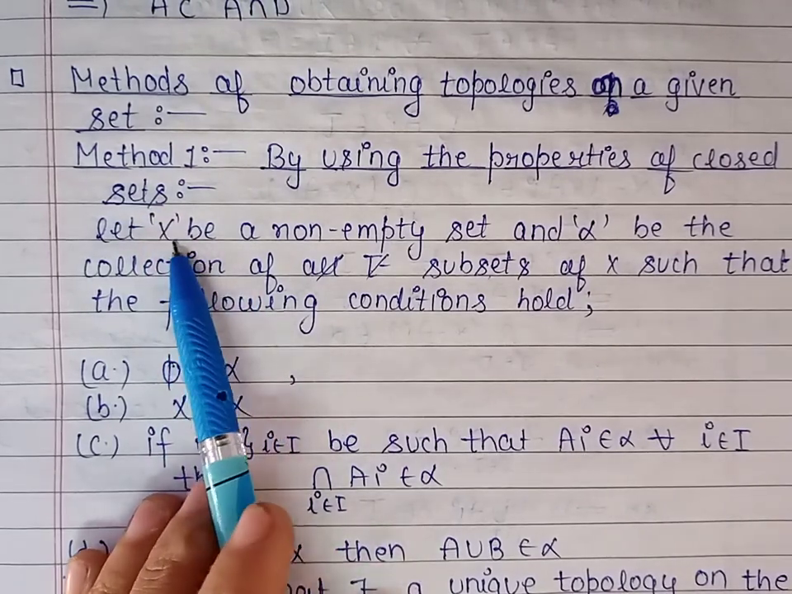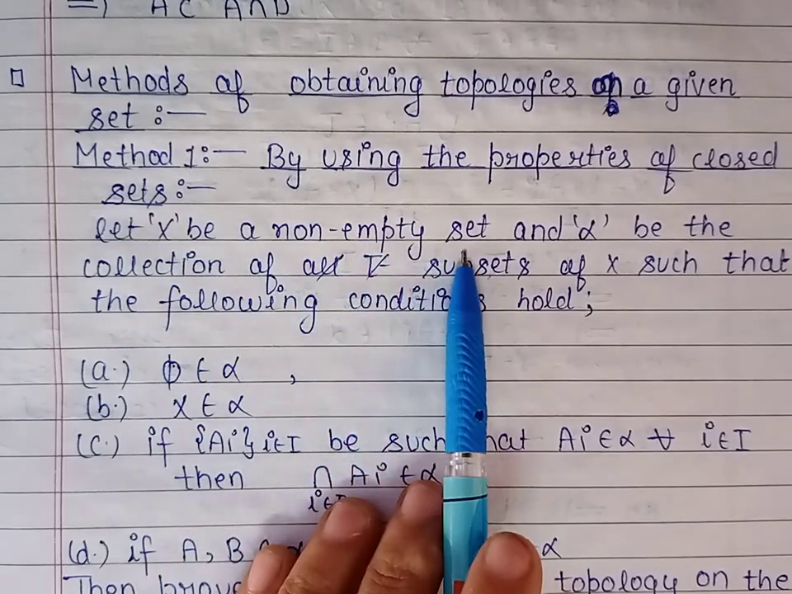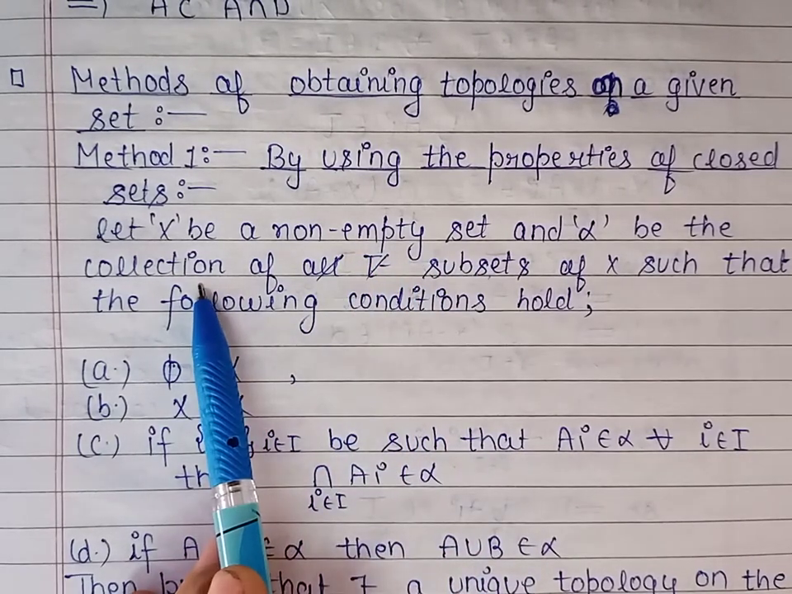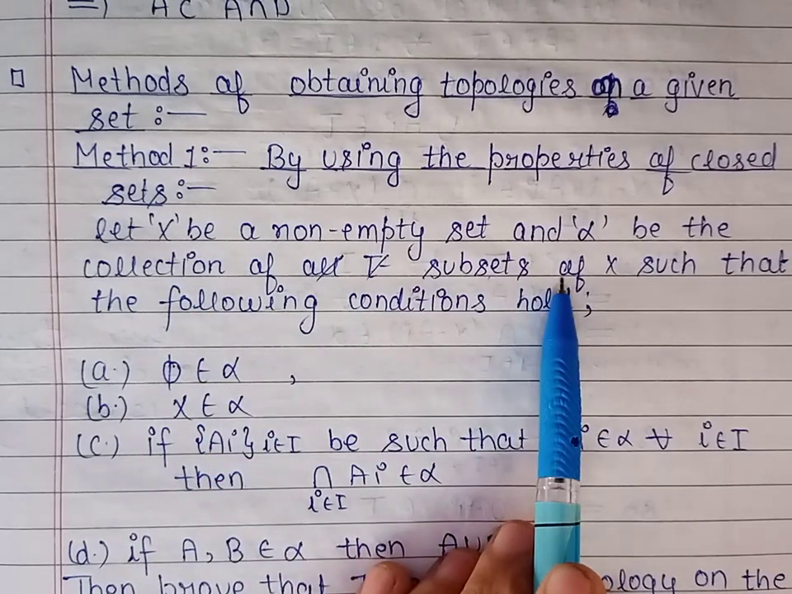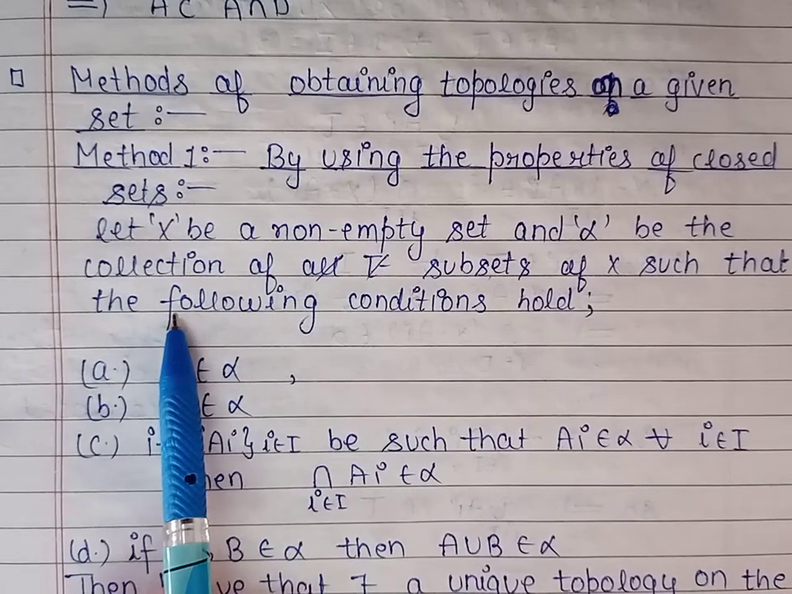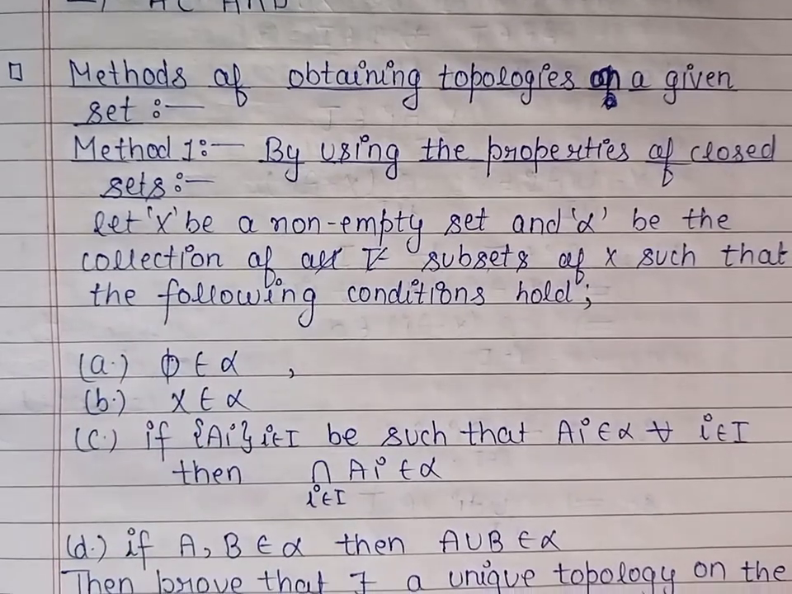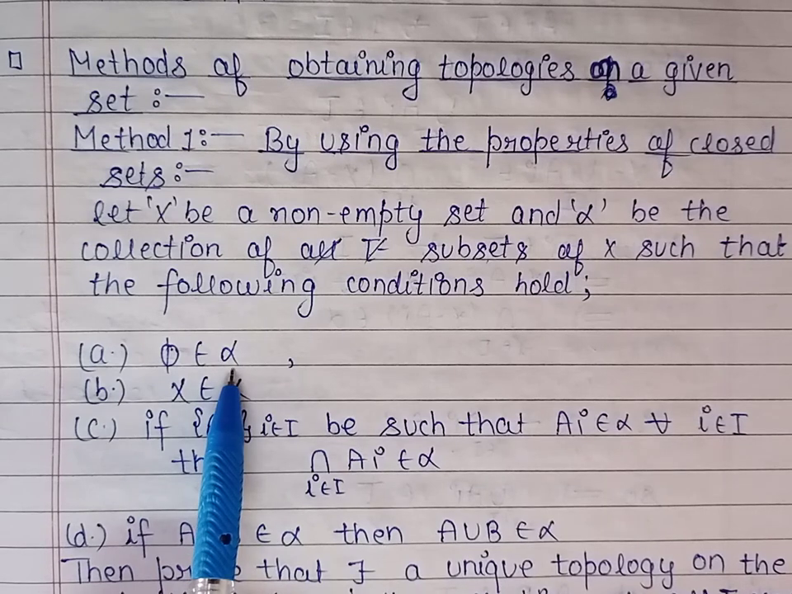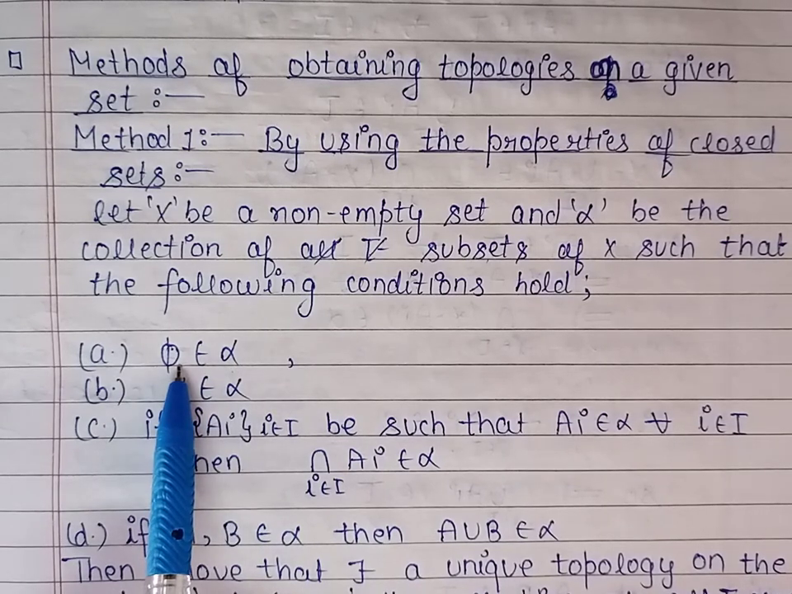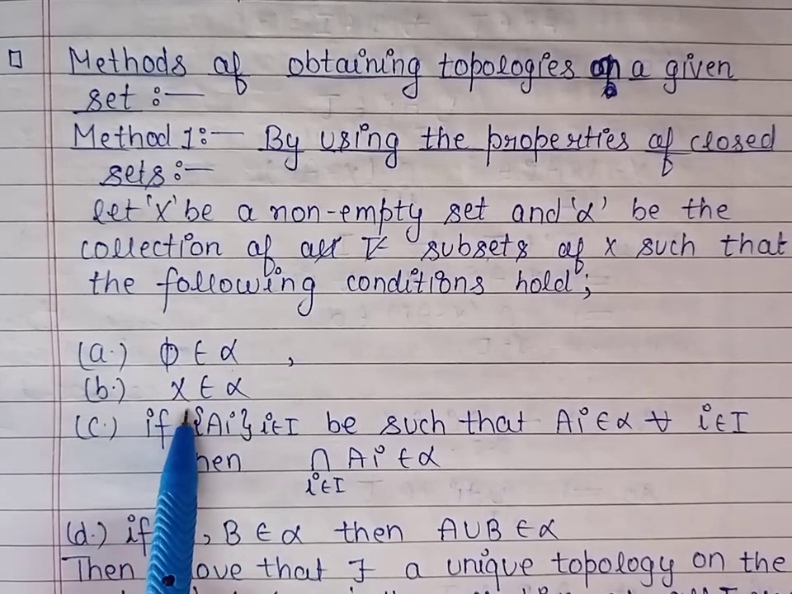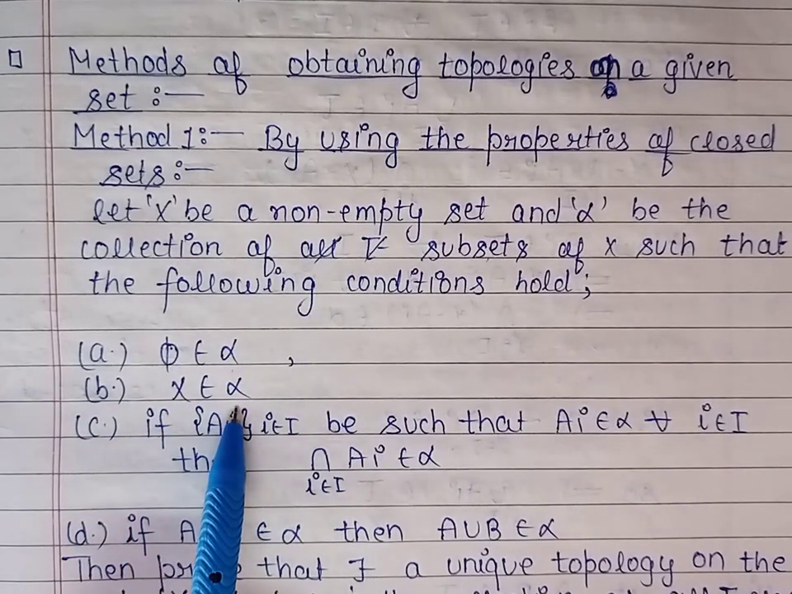So let us take X to be a non-empty set and alpha be the collection of all those subsets of X which satisfies the following conditions. First property, phi belongs to alpha. Here phi is the empty set that belongs to the collection alpha. Second property, X belongs to alpha.